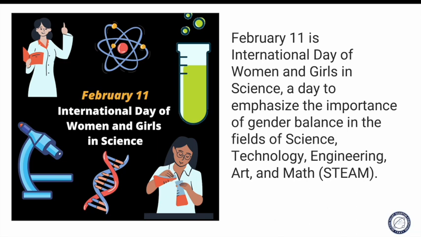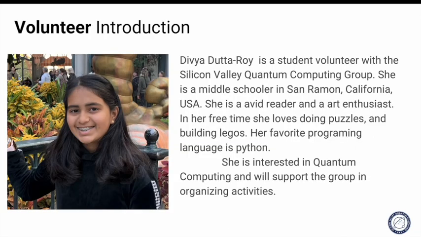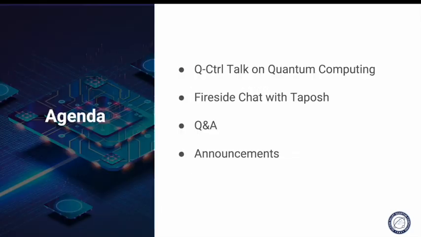Today is Feb 11th. Feb 11 is International Day for Women and Girls in Science. So the goal is to emphasize the importance of gender balance in technology, engineering, art, and math. So with that, I'd also like to introduce our volunteer, Divya Roy. Divya is a student volunteer for us. She is a middle schooler in San Ramon, California. She's an avid reader and art enthusiast, and in her own words, she loves to solve puzzles and build Legos. Her favorite programming language is Python, and she is interested in quantum computing and helping us with organizing activities here. So thank you, Divya, for being part of this group.